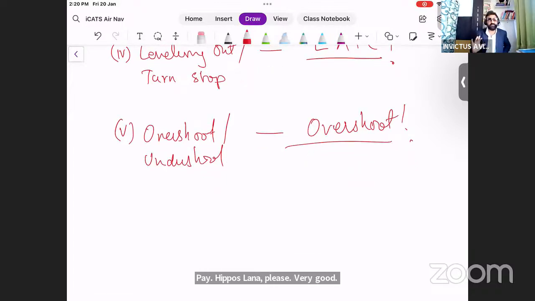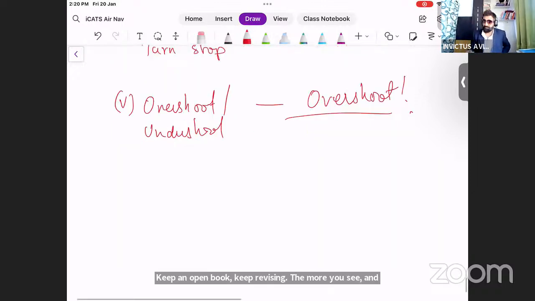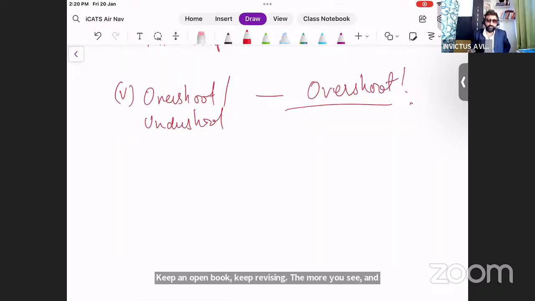Students, sometimes even I get confused initially. When you don't practice it regularly, the mind will always try to show you something else. So take a picture memory, have your checklist, keep an open book, keep revising. The more you see and repeat it, the more easily it will get into your mind. There are many ways to master a topic, but don't mug up things unnecessarily, because then we will forget them.